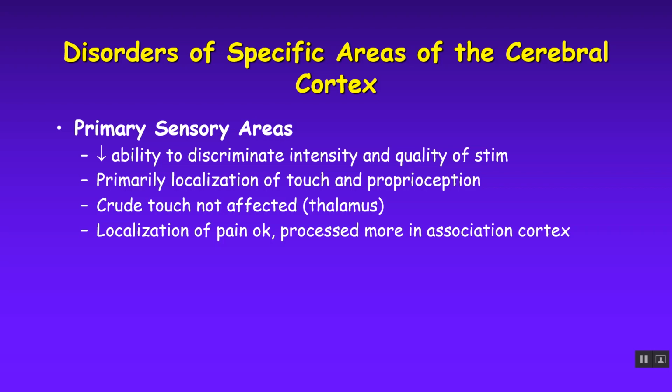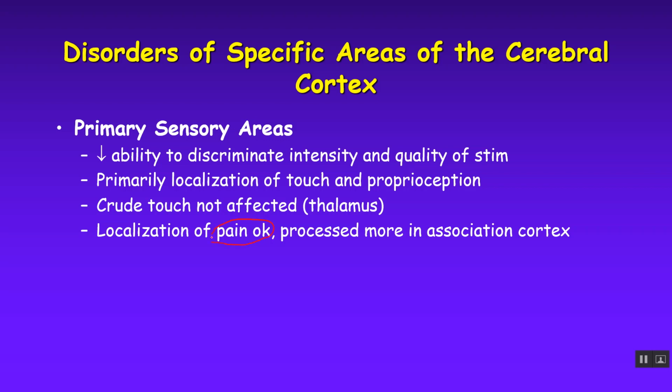Crude touch is processed somewhat in the thalamus. So just saying, hey, do you feel me touching your arm? Yes. They may not be able to tell you where it's at, or they may tell you their arm feels like it's just a lump of dead wood, or something like that. They can feel it, but they can't tell you exactly. They don't have that real fine discriminative touch. That's mainly what's happening on that primary sensory strip.